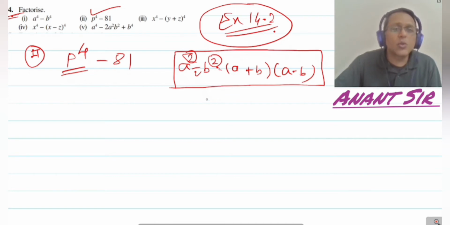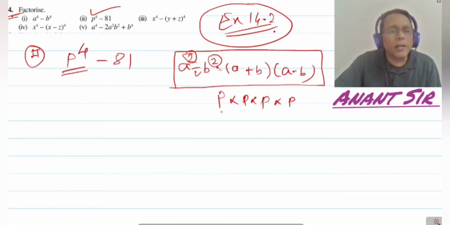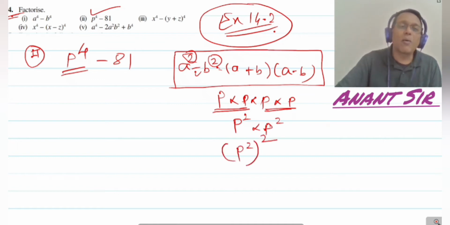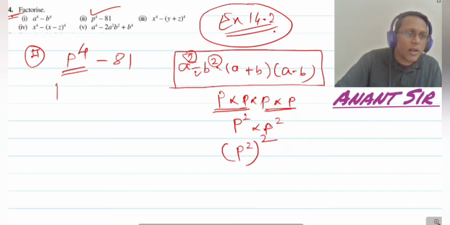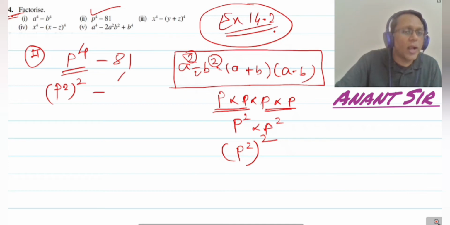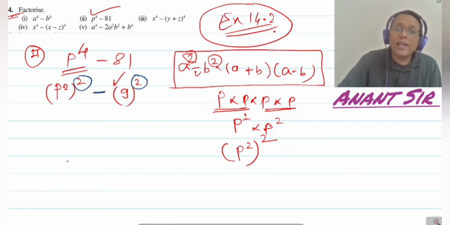So p raised to 4 we can write as p into p into p into p, that is this p square multiplied by this p square, that is we can write it as p square to the power 2. So we will write this p raised to 4 as p square to the power 2 and minus, this is simple, 81 can be written as 9 square. So now you can see there are two squares and there is negative sign in between them.